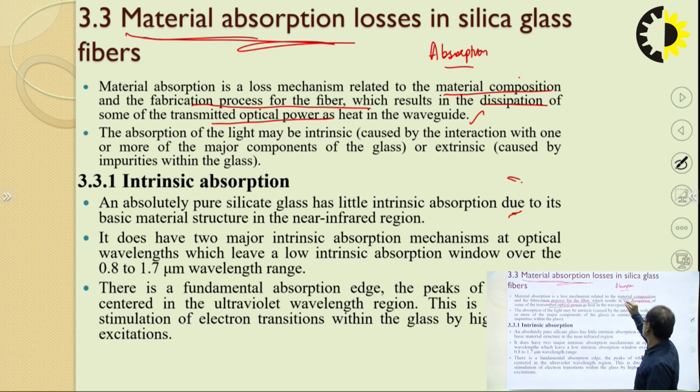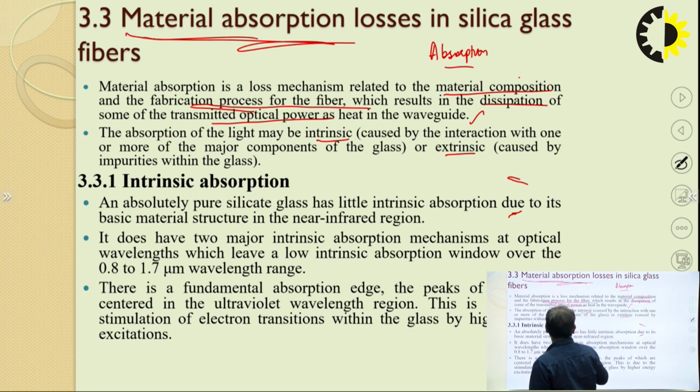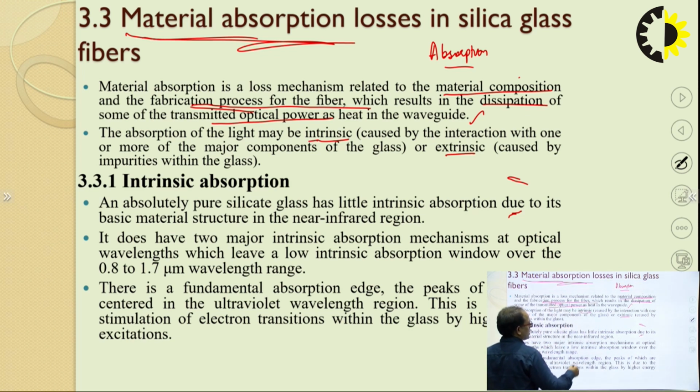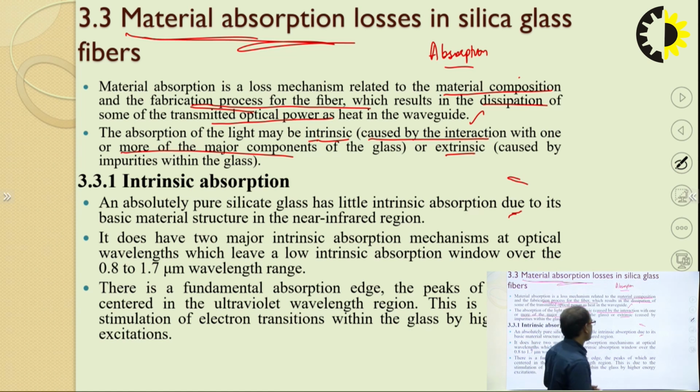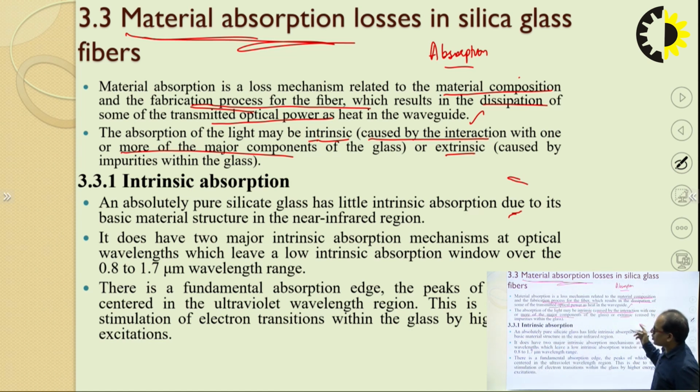So this material absorption is due to the material composition and the fabrication process used in making the optical fiber cable. But this absorption may be intrinsic or extrinsic. And what is intrinsic? Intrinsic absorption is generally caused by the interaction with one or more major components of the glass. It means the glass from which the fiber is made, the interaction between the molecules or different components of the glass, that is the intrinsic absorption.